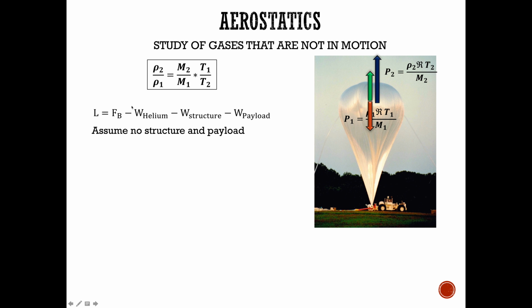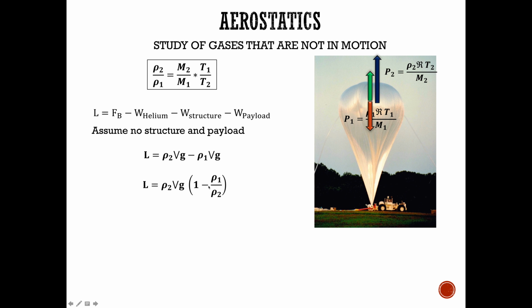And we have minus the weight of the helium acting down, the weight of the structure acting down, and the weight of the payload acting down. Let's assume for now that there's no structure and payload, which means your lift will simply be density times volume, which is mass, times gravity, which is the weight of the air displaced by this balloon being in the fluid, minus rho1 Vg, which is the weight of the fluid inside the helium balloon itself.